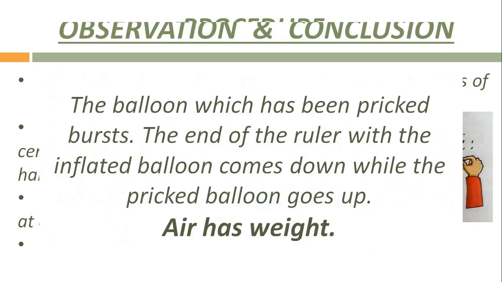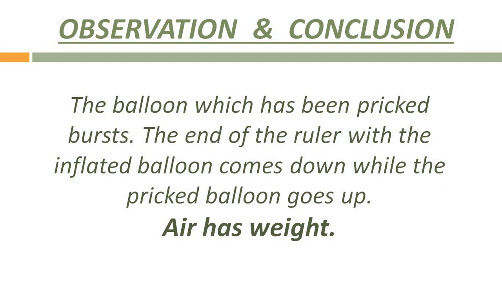So children, you will observe that in the first case both the balloons were filled with air, so the ruler was in a straight position. But as you pricked one of the balloons, it burst and the air filled inside it came out. So the end of the ruler with the inflated balloon, meaning the balloon filled with air, comes down and the pricked balloon goes up. This shows that air has weight.